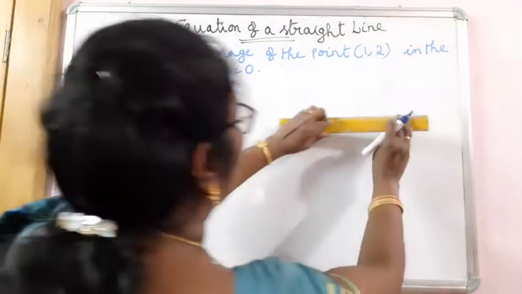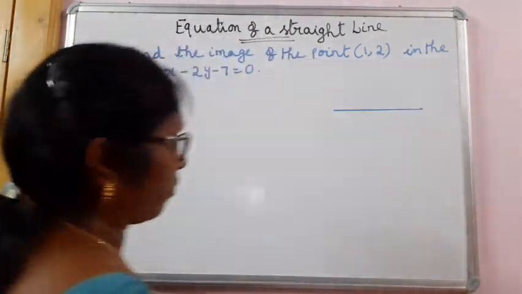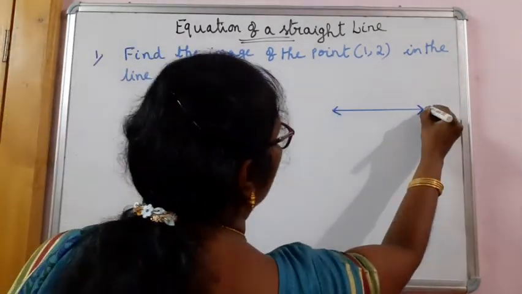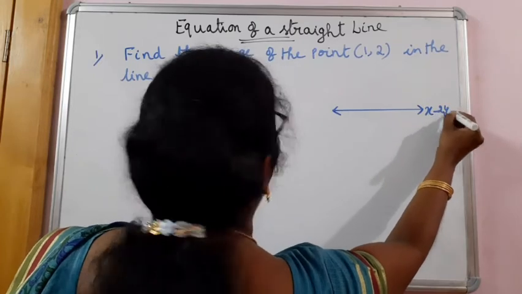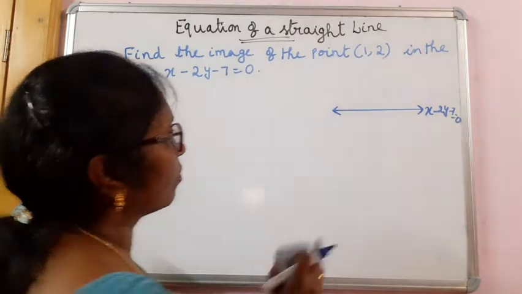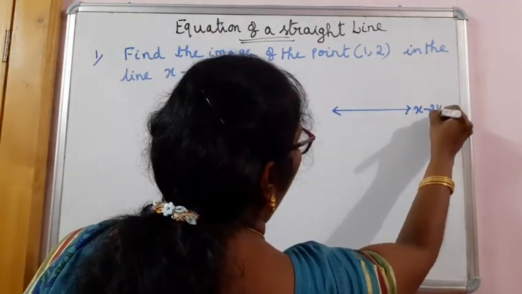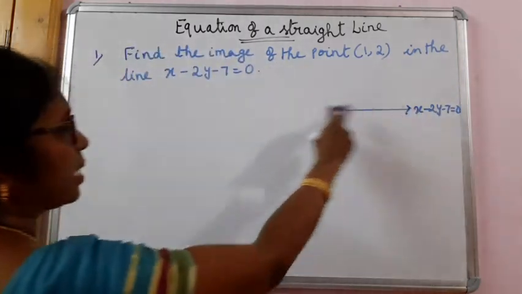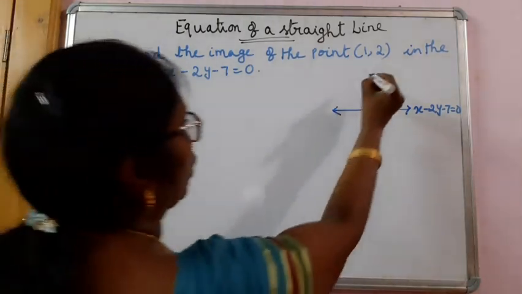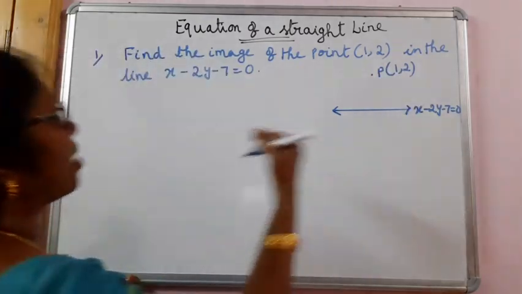Let us think that this is the given line, equation of this line x minus 2y minus 7 is equal to 0. Let us take the equation of this line. We have to find the image of the point (1, 2). Let me take this point as P(1, 2) in this line.